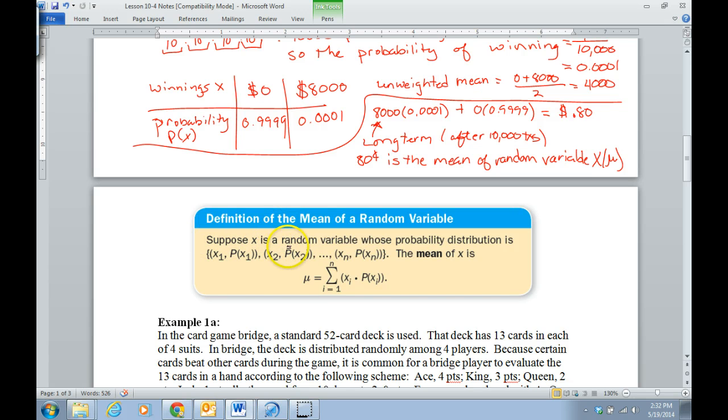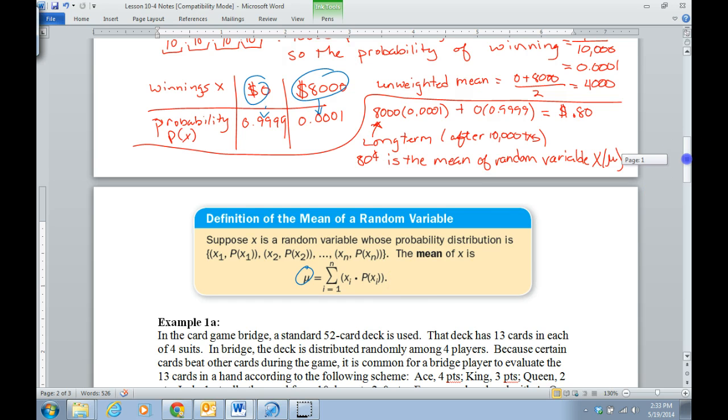Suppose X is a random variable whose probability distribution is x1 and the probability of x1, x2 and the probability of x2, up to xn and the probability of xn. The mean is adding up all of them, multiplying each value by its probability. You take 0 times its probability, 8,000 times its probability, and add all that together. If you have a whole bunch of different possible winnings, you take each winning times its probability to find this mu.